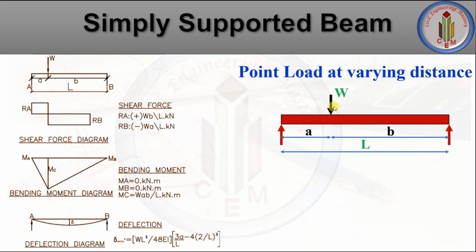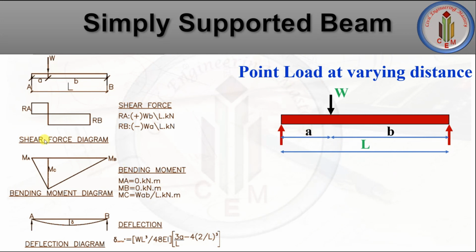Second case, let's discuss the point load at varying distance. So the point load is acting on the beam at varying distance. See here, the total length of the beam is L and the load is acting at a distance A, and here the remaining distance will be B. So this is the case, the point load is acting at varying distance.